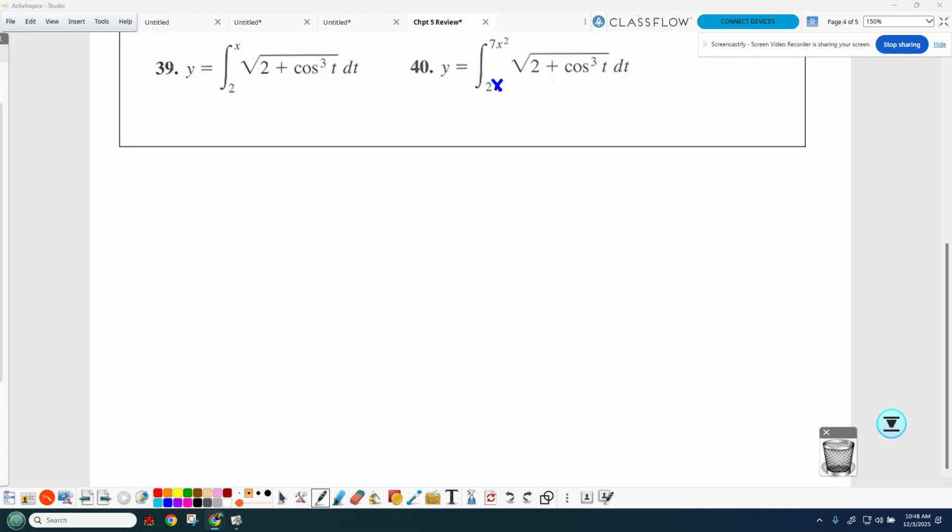this stuff with the new limit plugged in, and then chain rule, 14x, minus the stuff with that new bit plugged in. Chain rule.